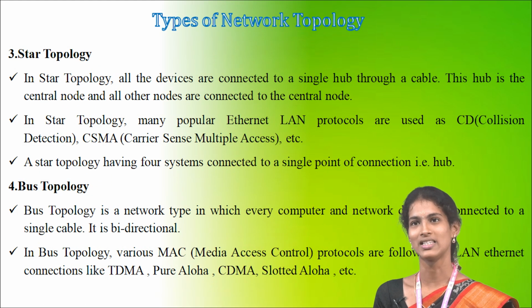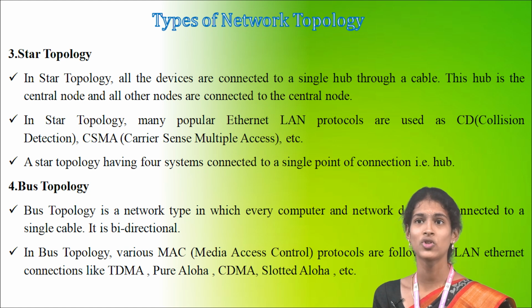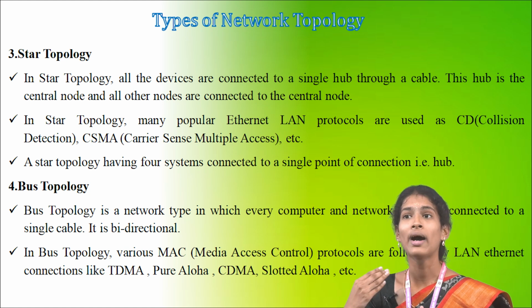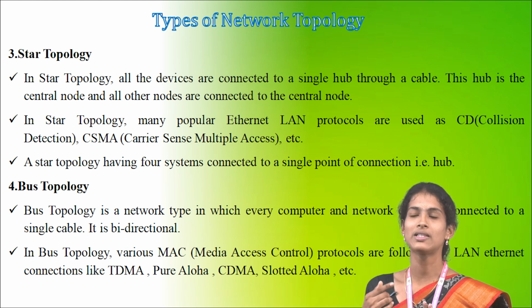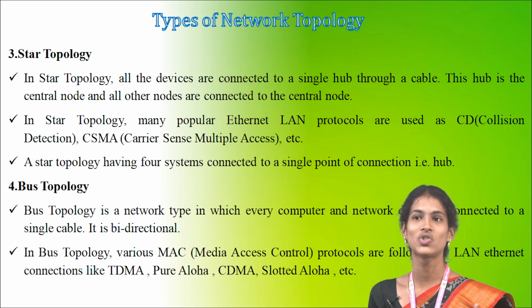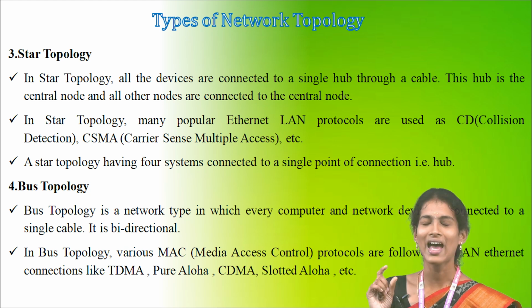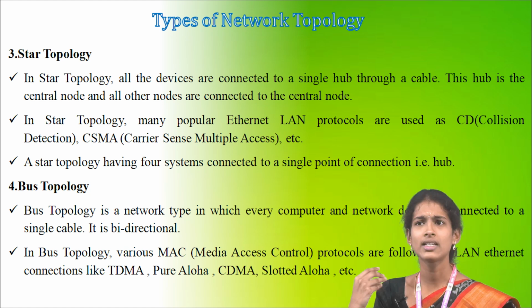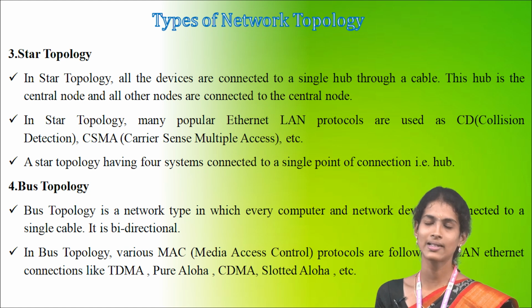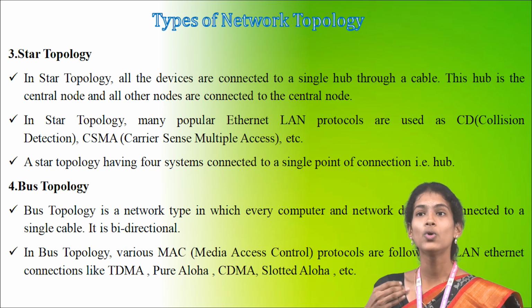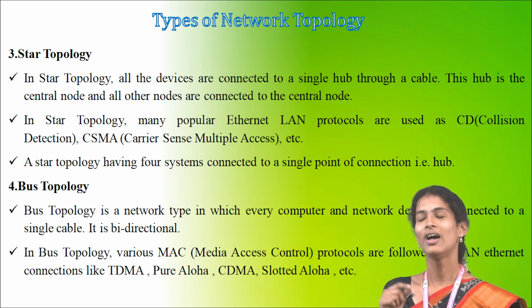The next, bus topology. Bus topology is a network type in which every computer and network device is connected to a single cable. It is bidirectional. It is a multi-point connection and a non-robust topology because if the backbone fails, the topology crashes. In bus topology, various MAC, that is media access control, protocols are followed by LAN Ethernet connections like TDMA, FDMA, CDMA, slotted Aloha, etc. In a bus topology with this shared backbone cable, the nodes are connected to the channel via drop lines.